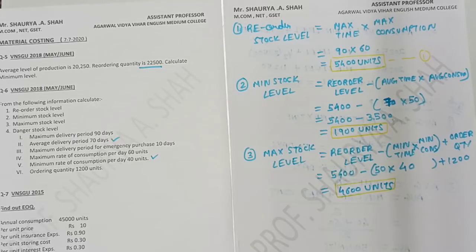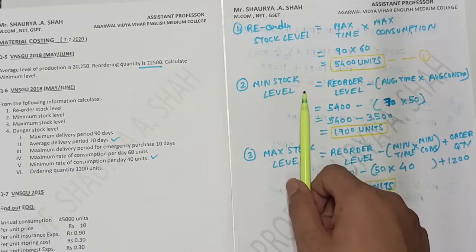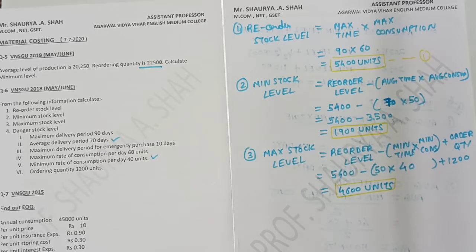Fine. I suppose it is clear to each and everyone. 4600 units. So you've got the answer of maximum stock level, right? So remember the formula, it is min. In maximum it is opposite, right? And in minimum it is average time into average consumption. Is it clear? Fine. Now starting with the fourth and the last thing which is asked in your sum, students, right? What is being asked is your danger stock level.